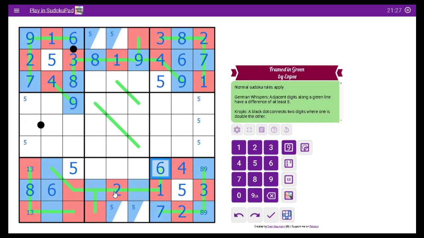Now you need a 9, which must go there. You need a 7, which must go there. So far, so good. This would have to be a 4. That would have to be a 9. This would have to be 8. That would have to be 9. Dang, so far, so good.